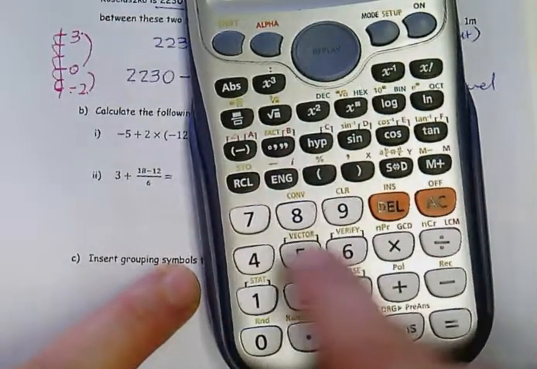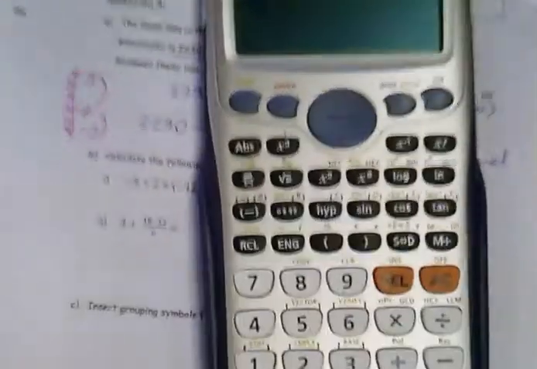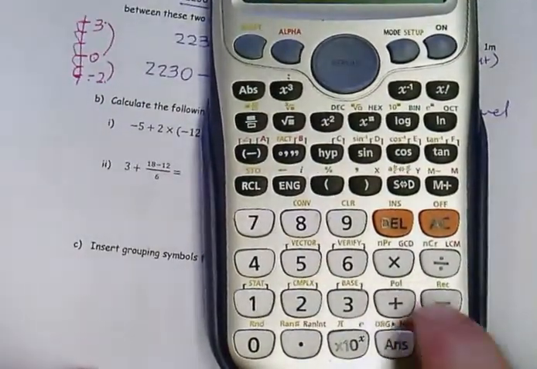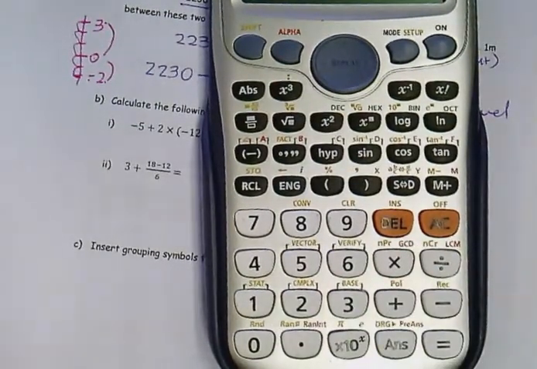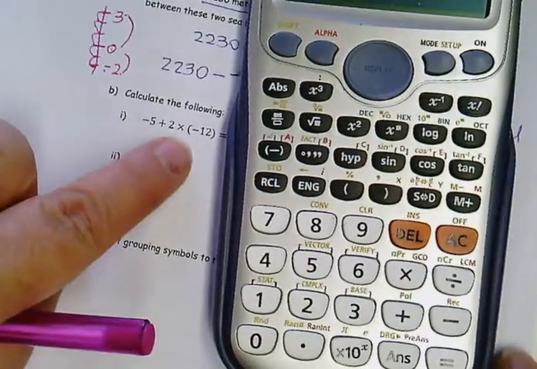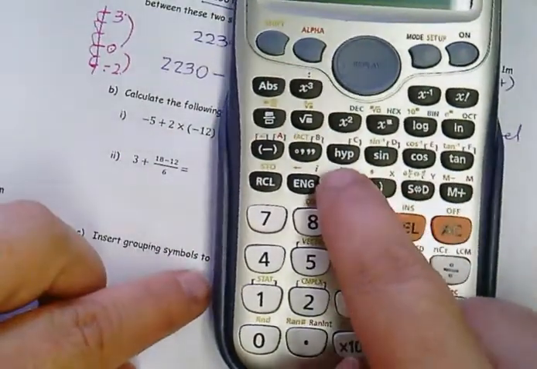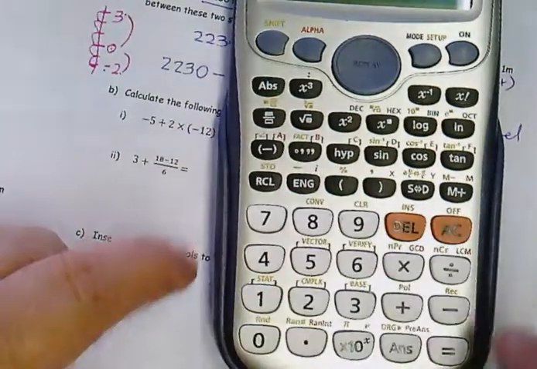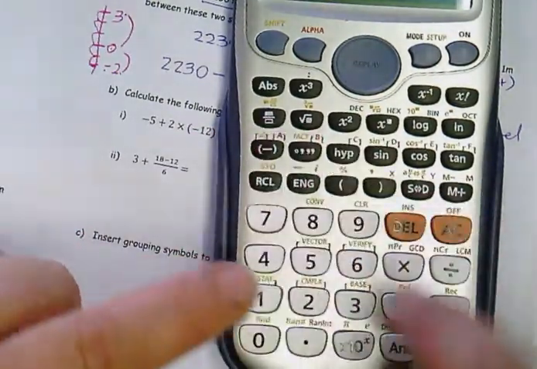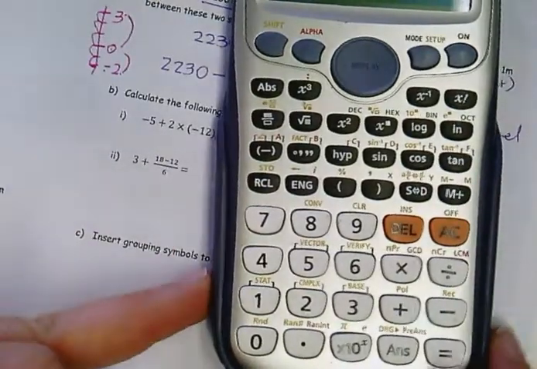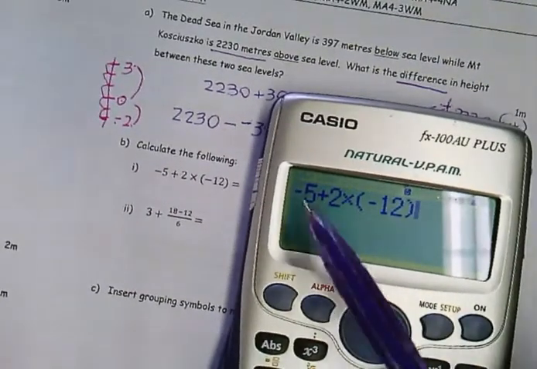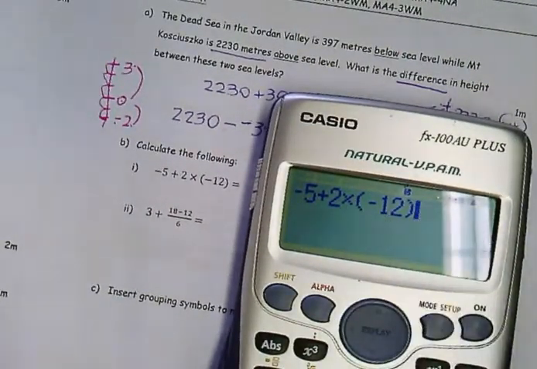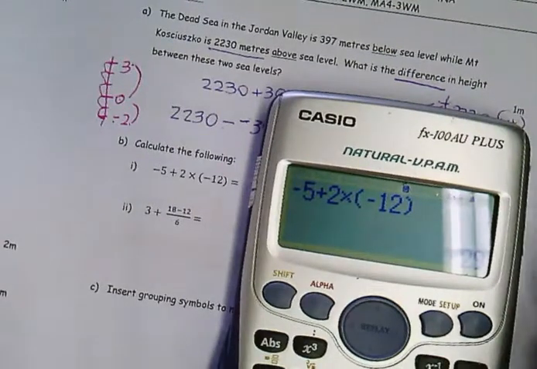So negative 5, then I'm going plus. Now I've got 2 times, and notice I've got a bracket, so I'll put my bracket and do negative 12. Now this is the symbol for negative, you don't press minus, so this is negative 12, close bracket. Now let me look at my screen and look at your question, make sure they look the same. Negative 5 plus 2 times negative 12, yes, that looks the same. Press equals and I get negative 29.